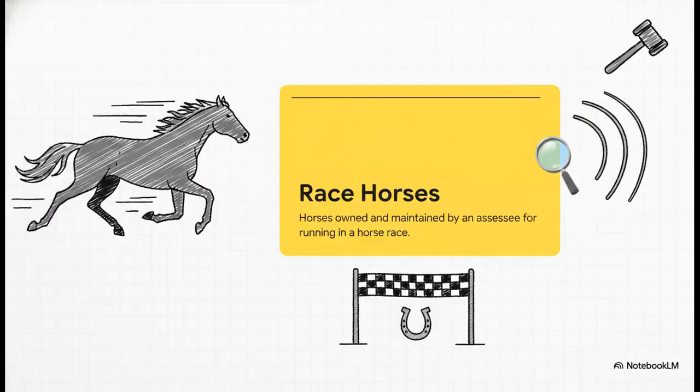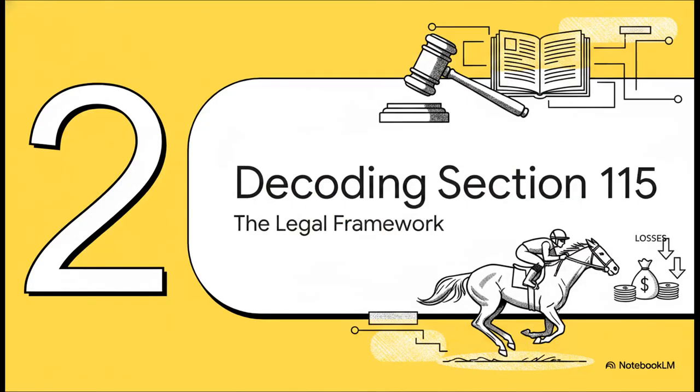That's it. And just to drill down even further, the Act then defines racehorses. These aren't just any horses. They are horses specifically owned and maintained for the purpose of racing. This distinction is crucial because it basically puts a tight boundary around Section 115, confining it strictly to the business of horse racing. Okay, so now we know the what. Let's get to the how. This is where we break down the legal framework of Section 115 and really understand how it tells us to treat these very specific losses.